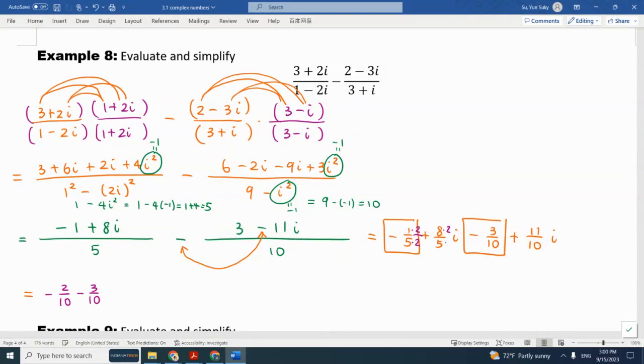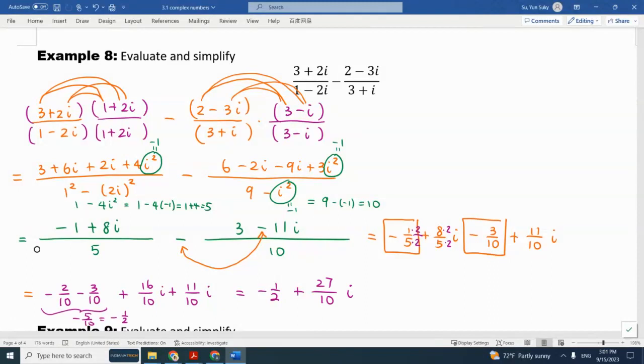We multiply by 2. So 2 times 8 is what? 16 over 10i, and you want to add 11 over 10i. What's this? Minus 5 over 10 is minus 1/2, right? Okay, next. 11 plus 16, 27 over 10.